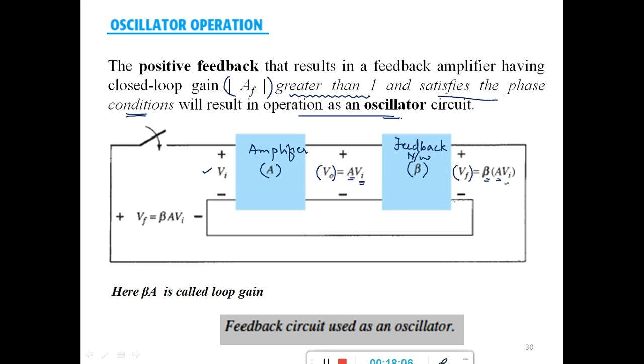Now for an oscillator, the feedback should be positive. So let us cross verify the polarities of the feedback voltage with that of the input voltage. Okay, so here it is plus minus, here also it is plus minus. That means both of them are in phase. So I'll just write they are in phase. So in phase implies positive feedback.